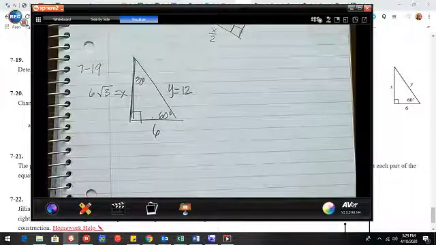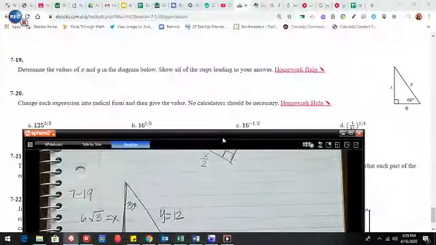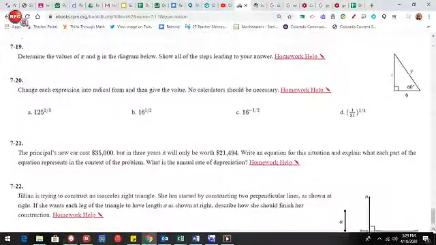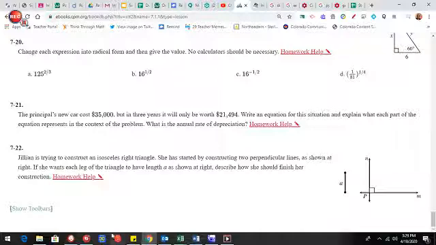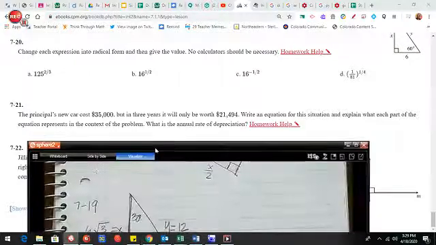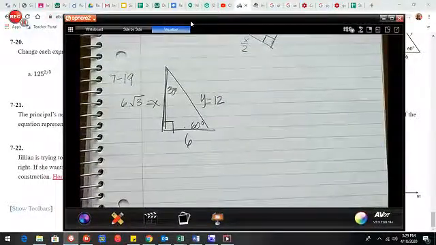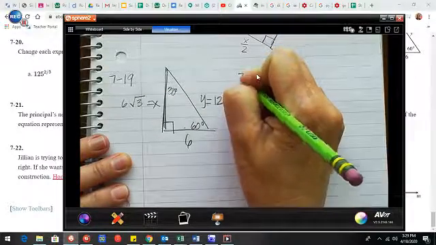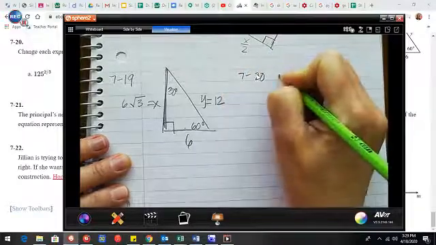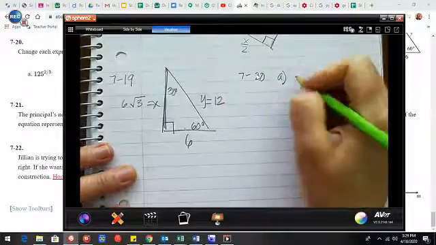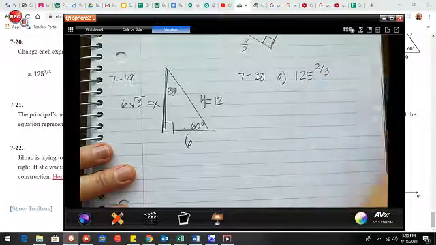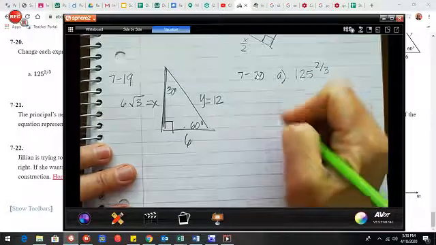For 7-20, change each expression into radical form and then give the value. Okay, so let's write these down. So we did this last week, and I know it can be a little bit hard to remember how this all works. So if you get stuck, just go back to a problem that's easy.